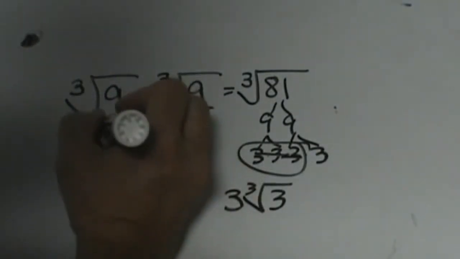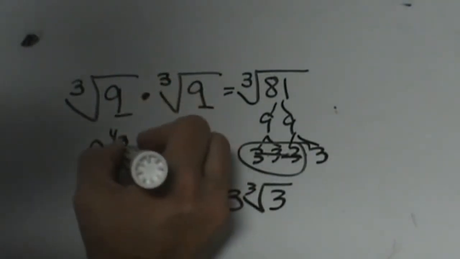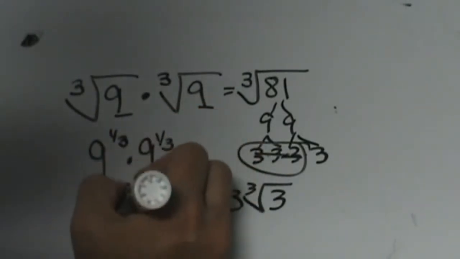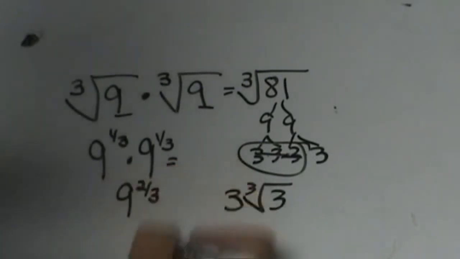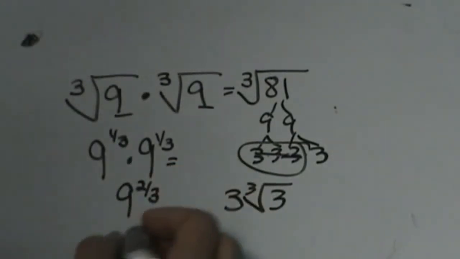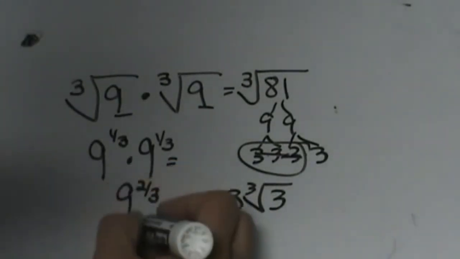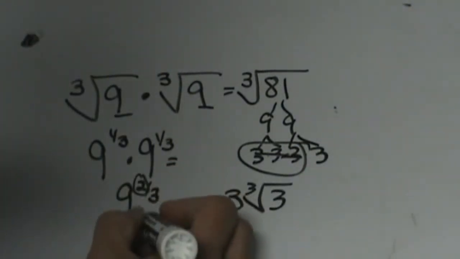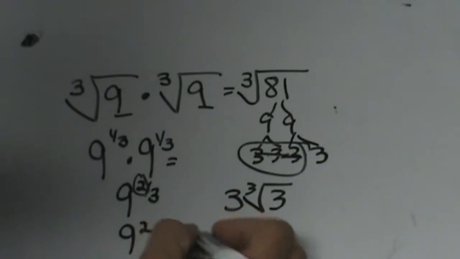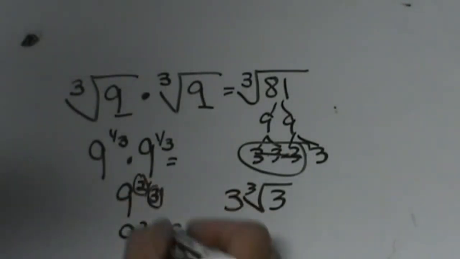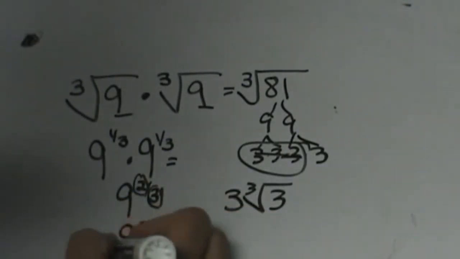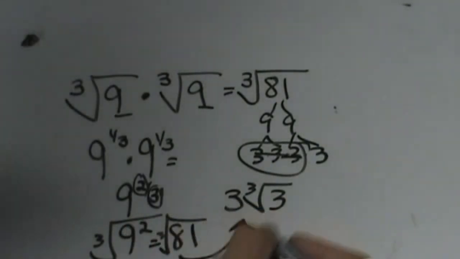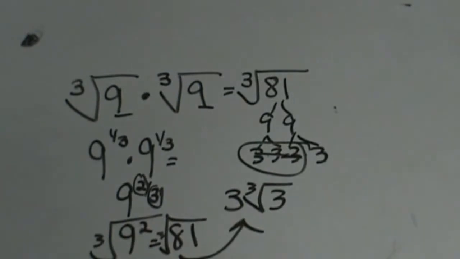Because this is 9 to the 1/3 times 9 to the 1/3. Well, that becomes 9 to the 2/3. Okay, well, 9 to the 2/3 is the same thing as taking 9 and squaring it. So if I take 9 and I square it, I get 81. But remember, this base means a cube root, so I have to take the cube root of that answer. Well, the cube root of 81 is 3 cube root 3.